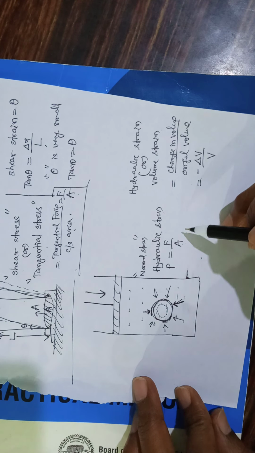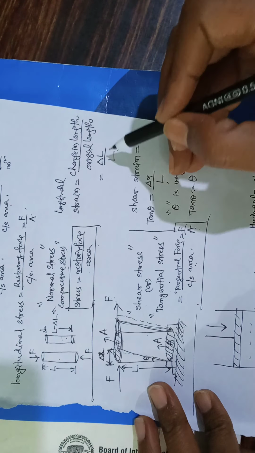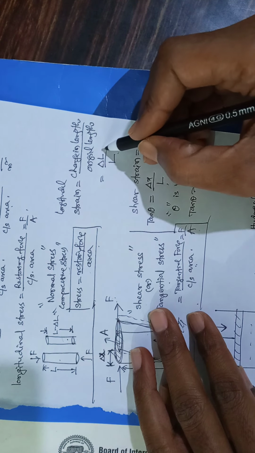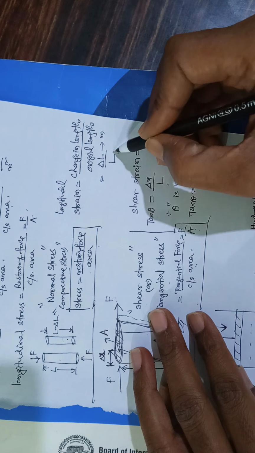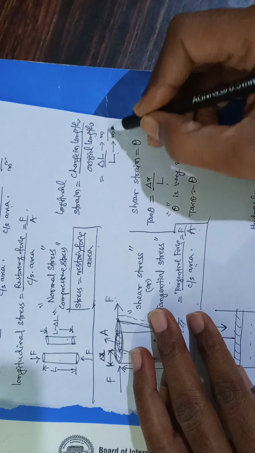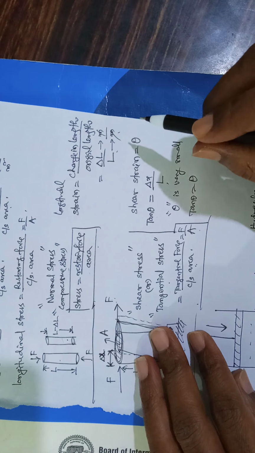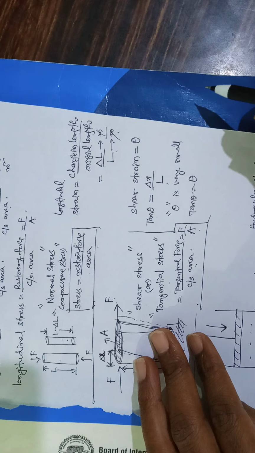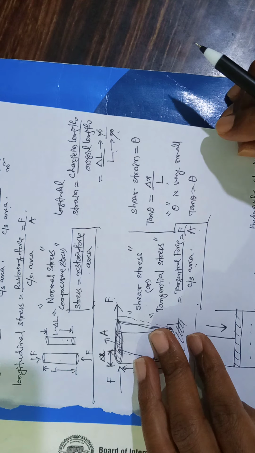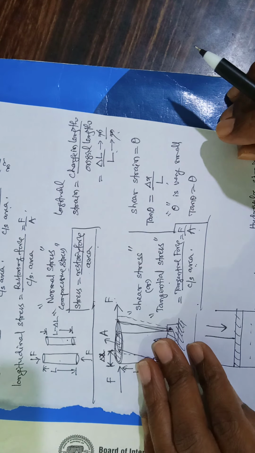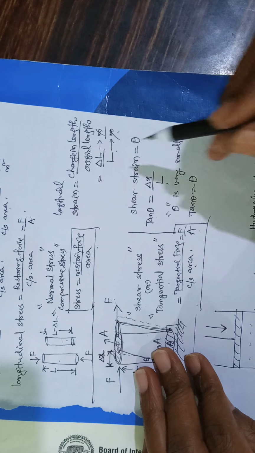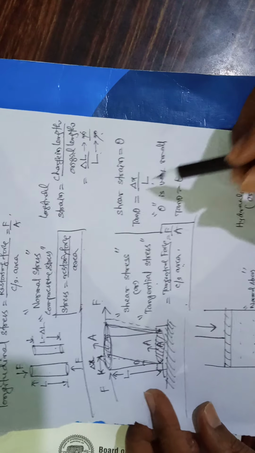Newton per meter square. Now let us go for the strain, longitudinal strain, change in length by original length. Here change in length is measured in meters. Original length is also measured in meters. Meter by meter gets cancelled. So there is no unit. The longitudinal strain is dimensionless. It has no dimensions. It has no unit.